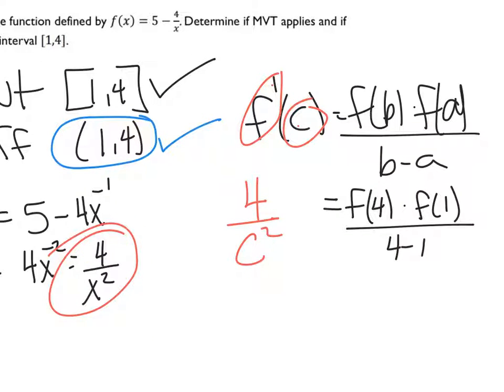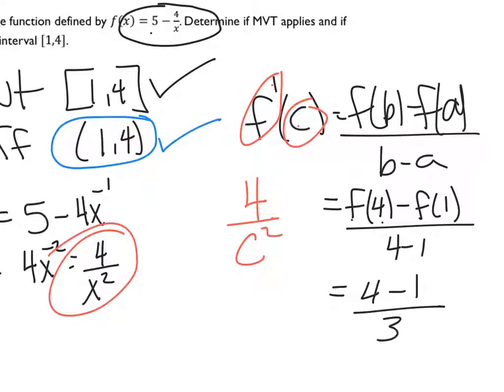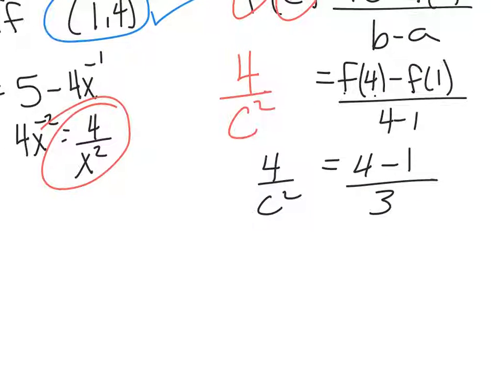So let's go ahead and evaluate f of 4. When I plug 4 into this function, I get 5 minus 1, so that's 4. When I plug 1 in, I get 5 minus 4, which is 1, all over 3. So I've got 4 over c squared equals 1. So I get 4 equals c squared.